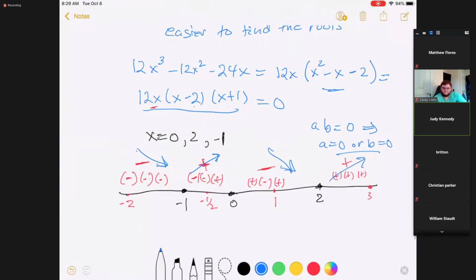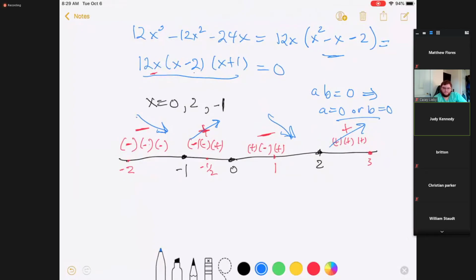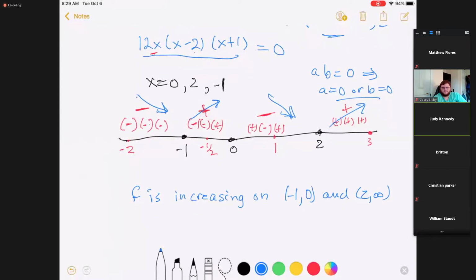Okay, so what do we have? Let's write it down. We have that f is increasing on the interval from minus 1 to 0 and the interval from 2 on up. F is decreasing on minus infinity up to minus 1 and on the interval 0 to 2.